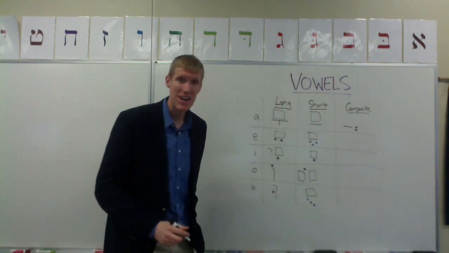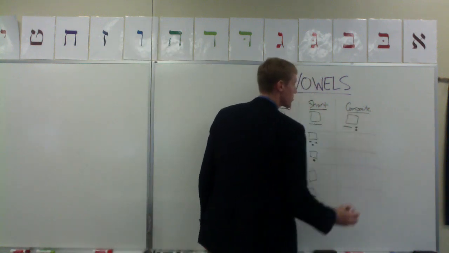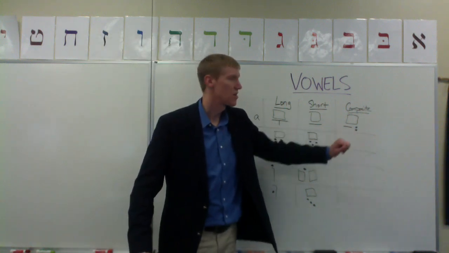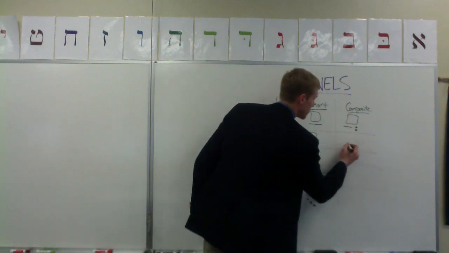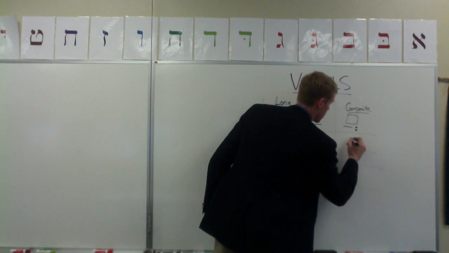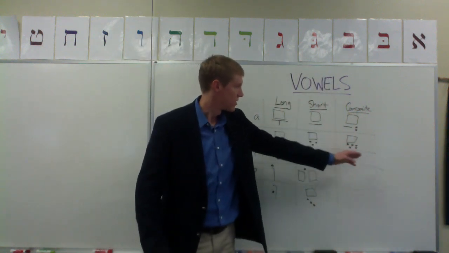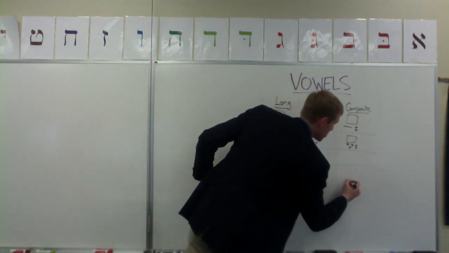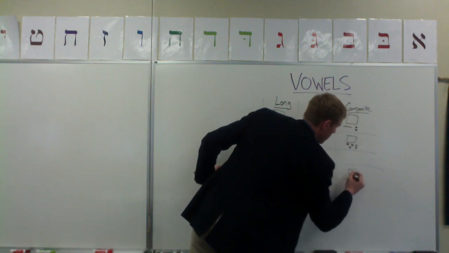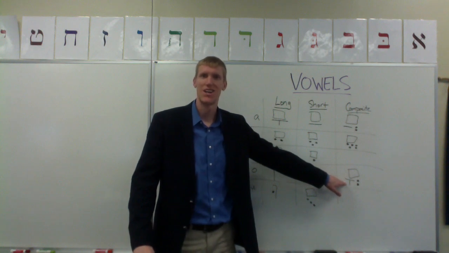So here we've got hataf patach, or a composite patach, or you can call it a patach shva, because it's the combination of a patach with a shva. Same for the segol, hataf segol, or segol shva. The segol next to a shva. And finally here in the O, you've got the kamets shva, or hataf kamets, which actually makes an O sound. It's not an A, it's O.